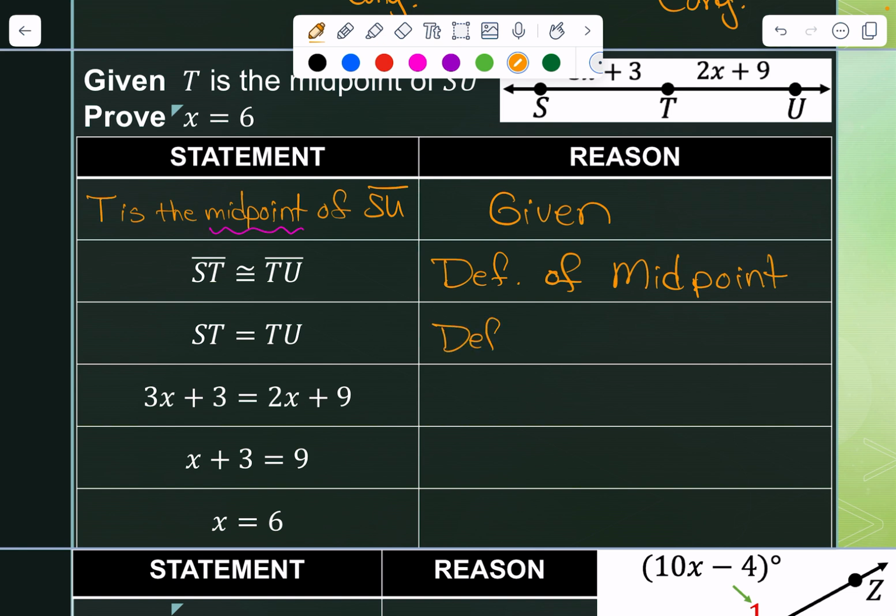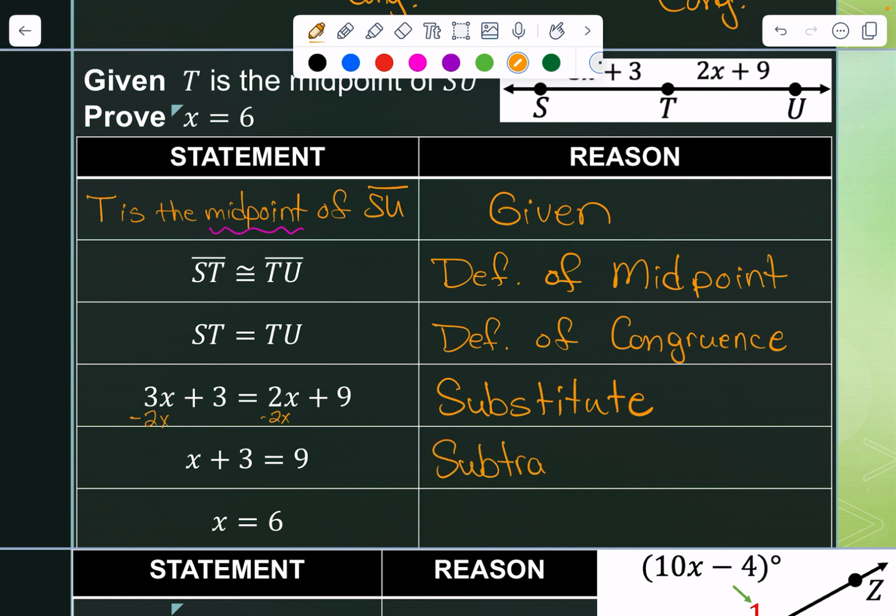Then if you look from line 2 to line 3, the thing that changes is it goes from congruence to equals, and that is by definition of congruence. Now that we have them equal, we're now talking about the measurements of them. So now we can substitute in. Okay, so we're going to substitute in the measurements. Now we start to solve.